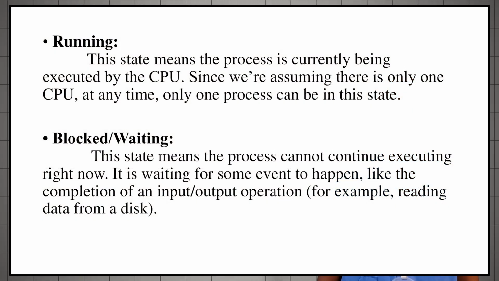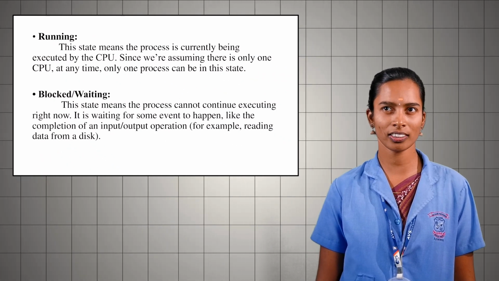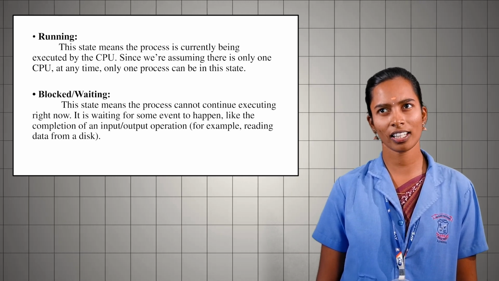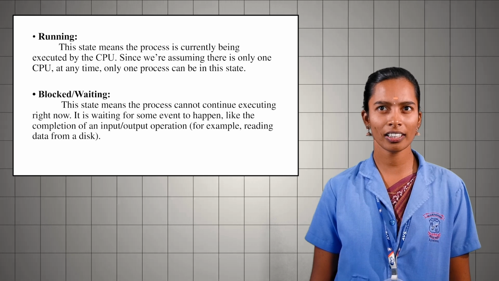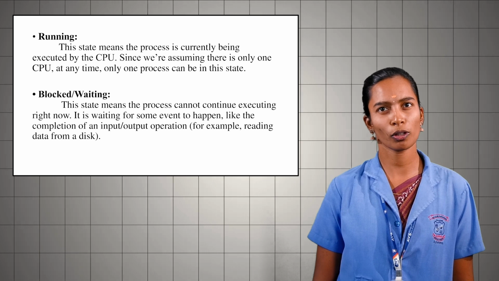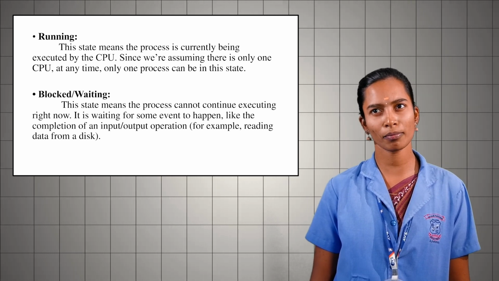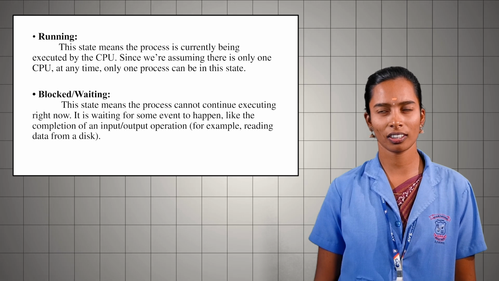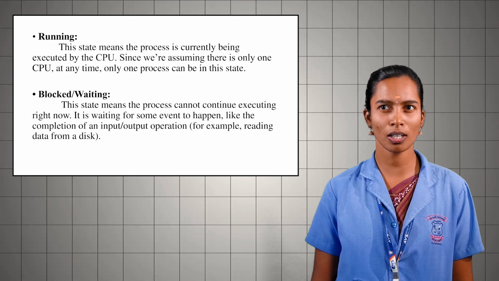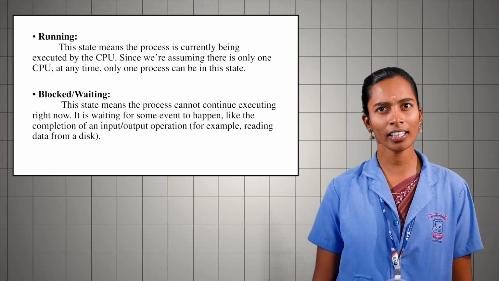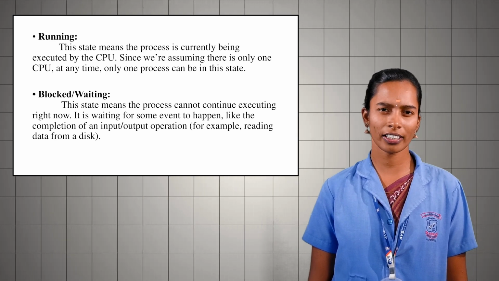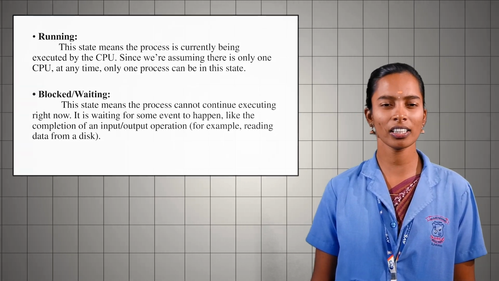Next. Third one, running. This state means the process is currently being executed by the CPU. Assuming there is only one CPU, at any time only one process can be in this state. Fourth one, blocked or waiting. This state means the process cannot continue executing right now, waiting for something to happen, like the completion of input and output operations, for example reading data from a disk.